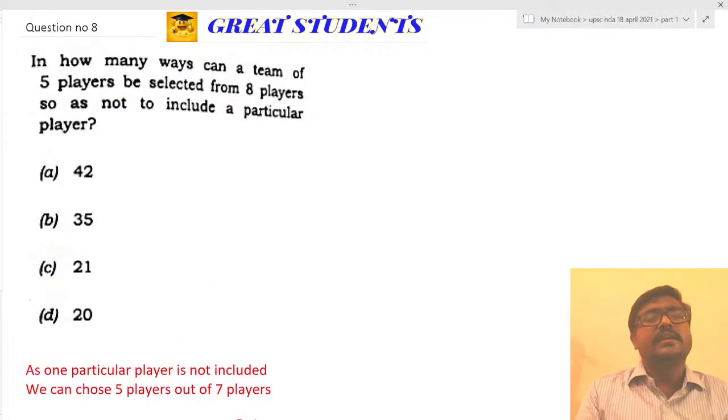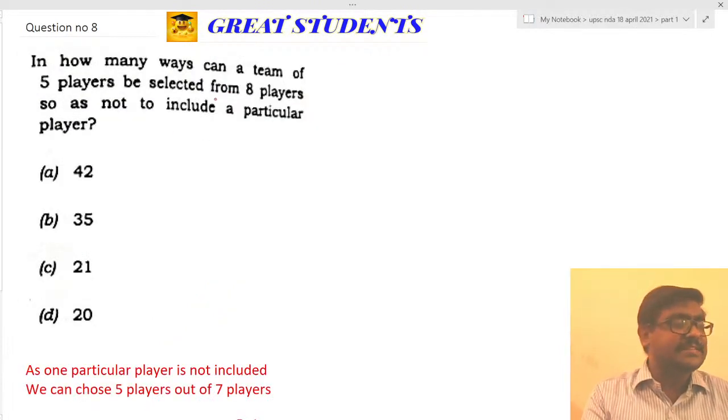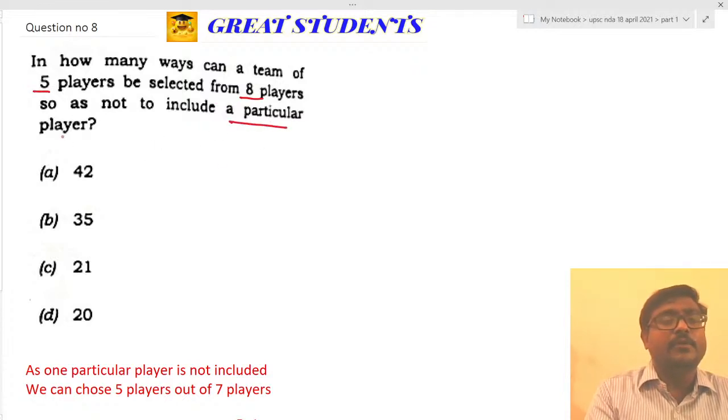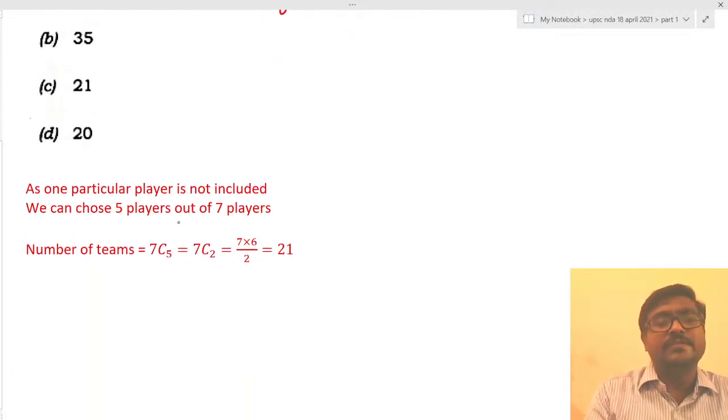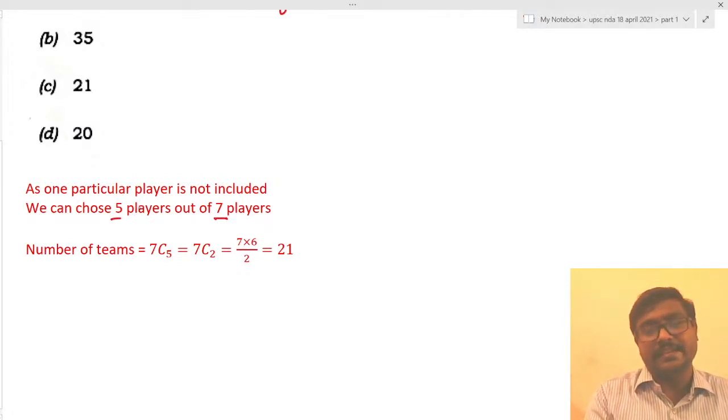That is the 8th question. In how many ways can a team of 5 players be selected from 8 players, so as not to include a particular player? Out of 8 players we are choosing 5, but the condition is that a particular player is not to be selected. That means out of 8 we eliminate one person, so only 7 we are going to consider in the selection process. Out of 7 only we are going to select 5. One person is not at all included in the selection process.